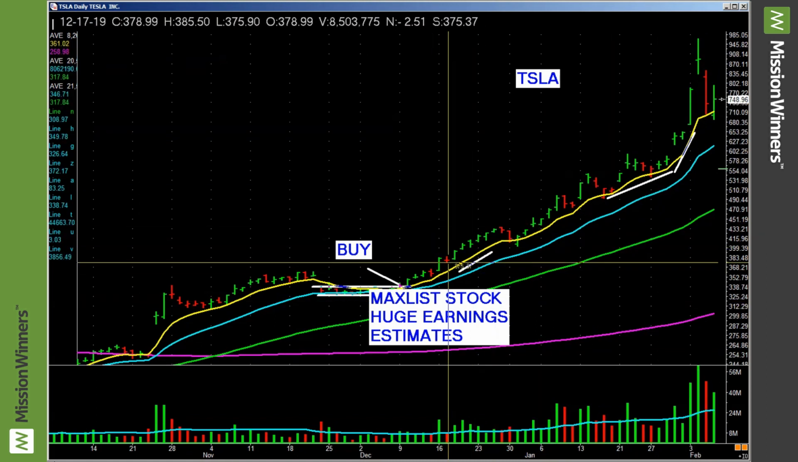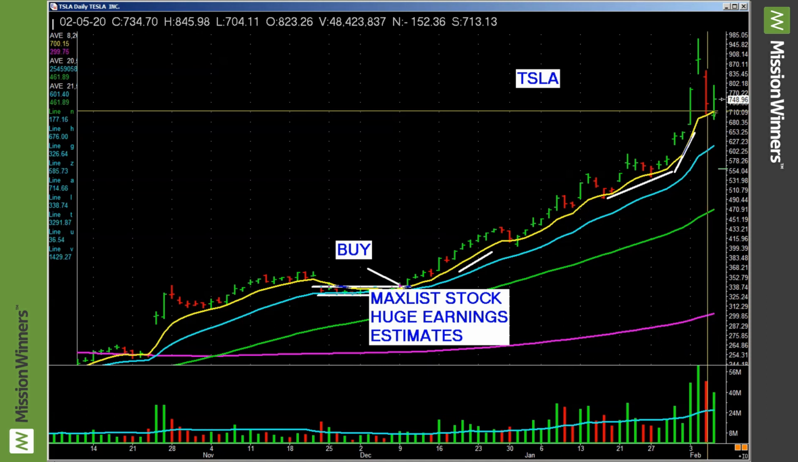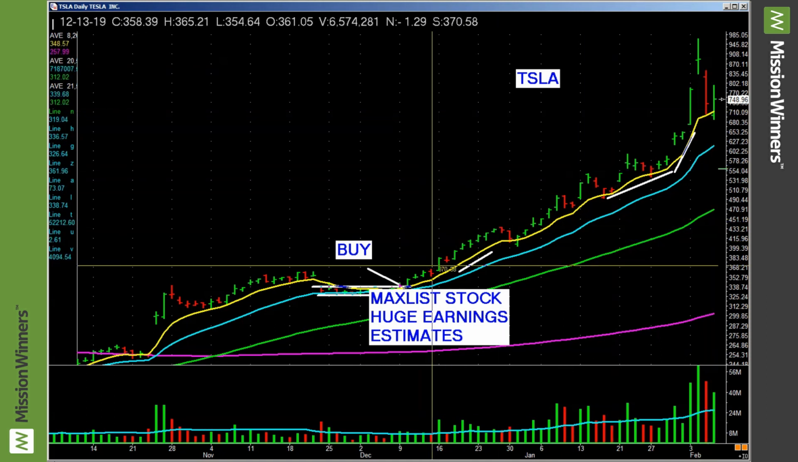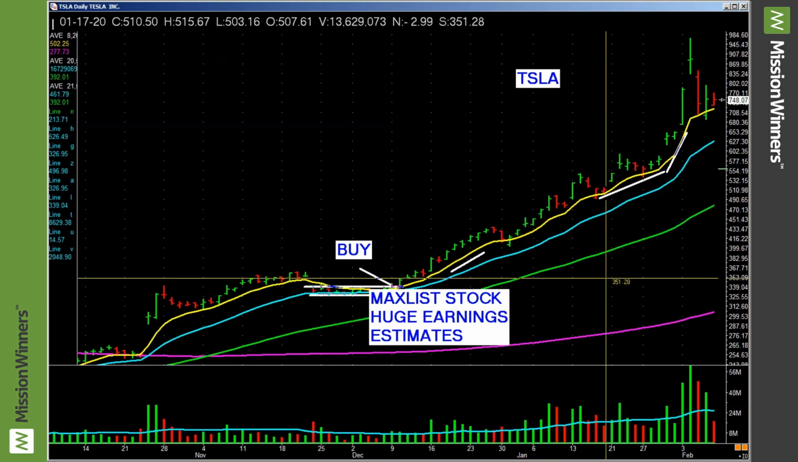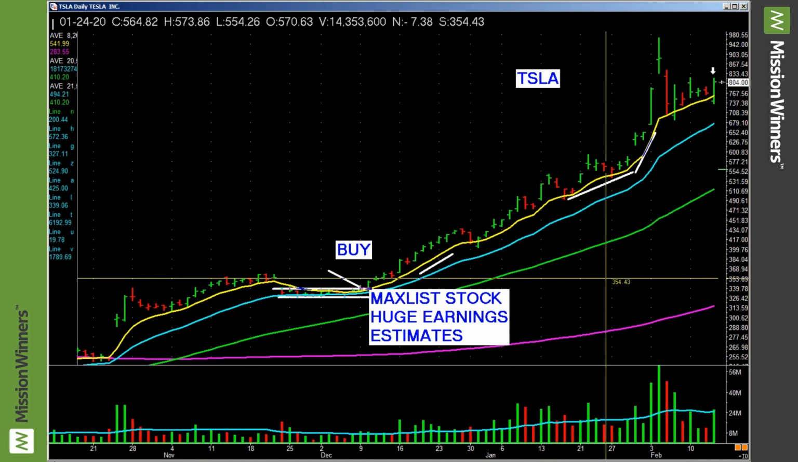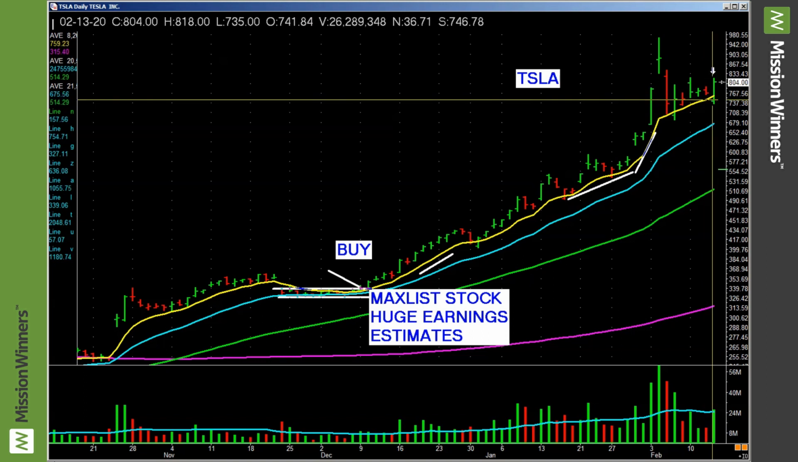But I want to show you something. Did it close below the 8 on this bar? Did it close below the 8 on the other? Team, this whole move, this stock never closed below the 8-day. On the 8. Bounces off the 8.